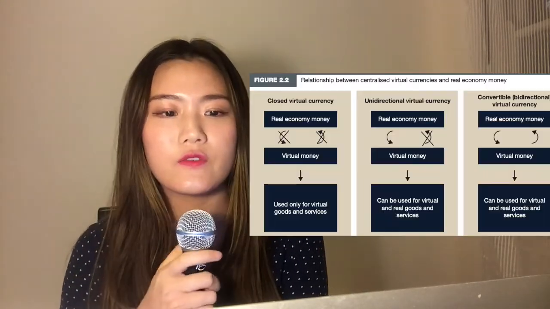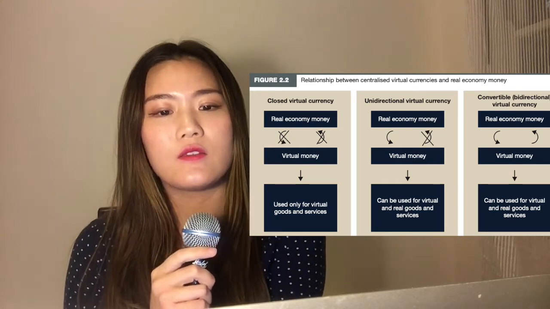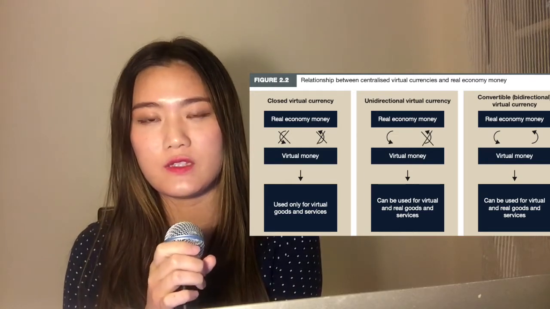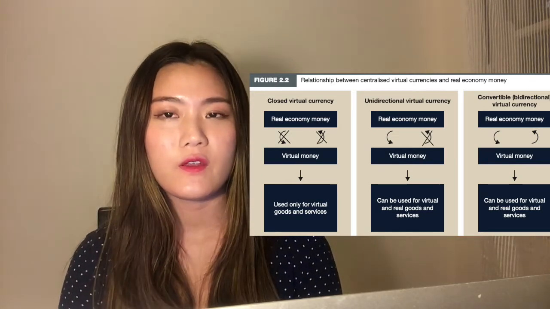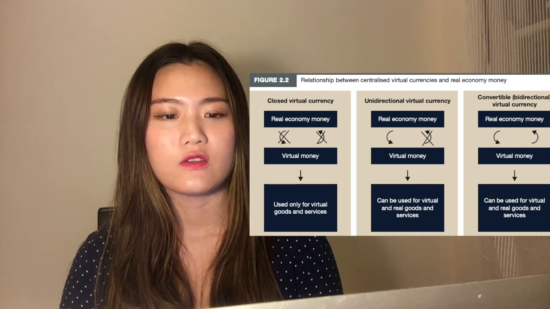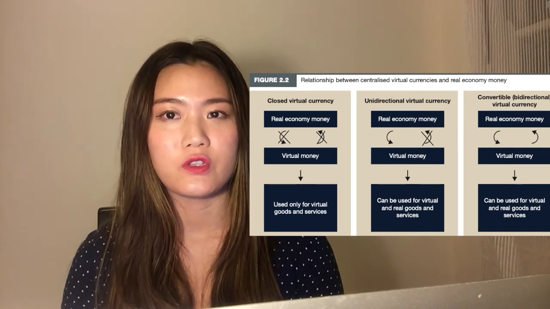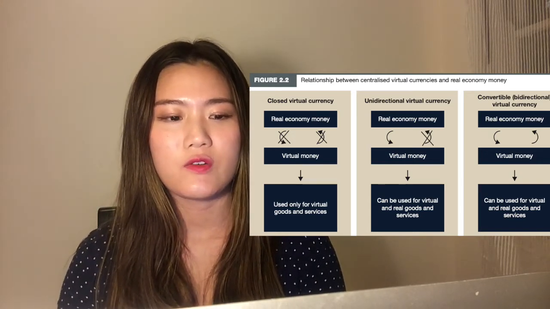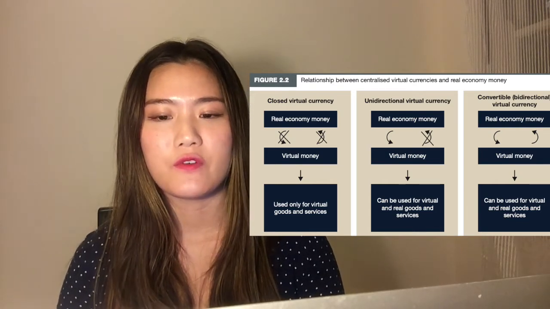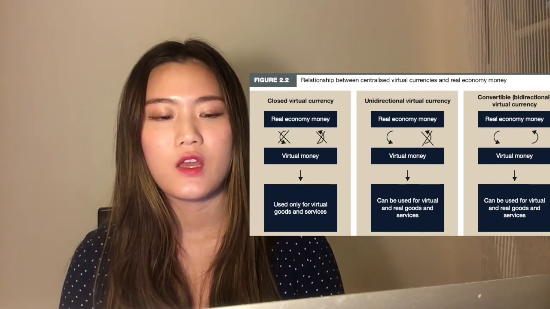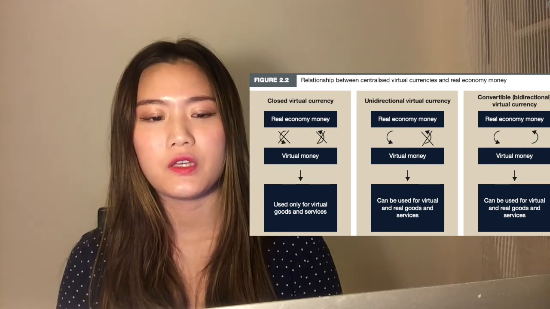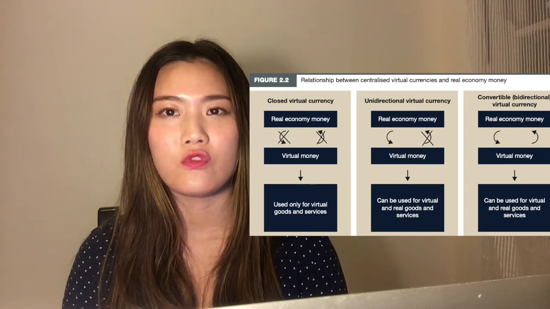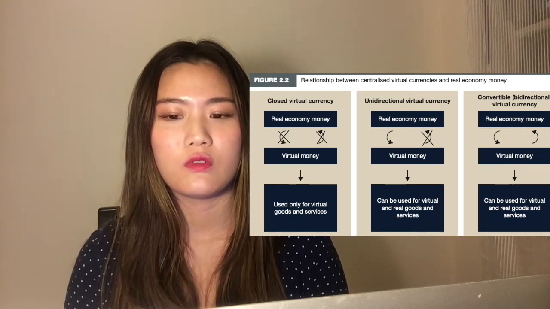So closed virtual currency is also known as fictional currency, used only for virtual goods and services. It is used in specific virtual communities. Since there's no use beyond the boundaries of the virtual community, there's no regulation on this. Whereas unidirectional can be used for virtual and real goods and services. So something like loyalty programs like frequent flyers, you can earn points and use them to buy actual products.